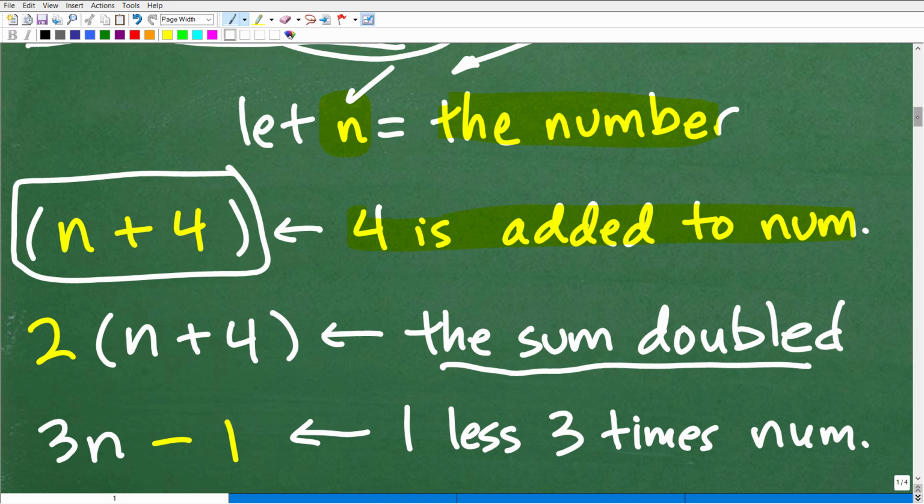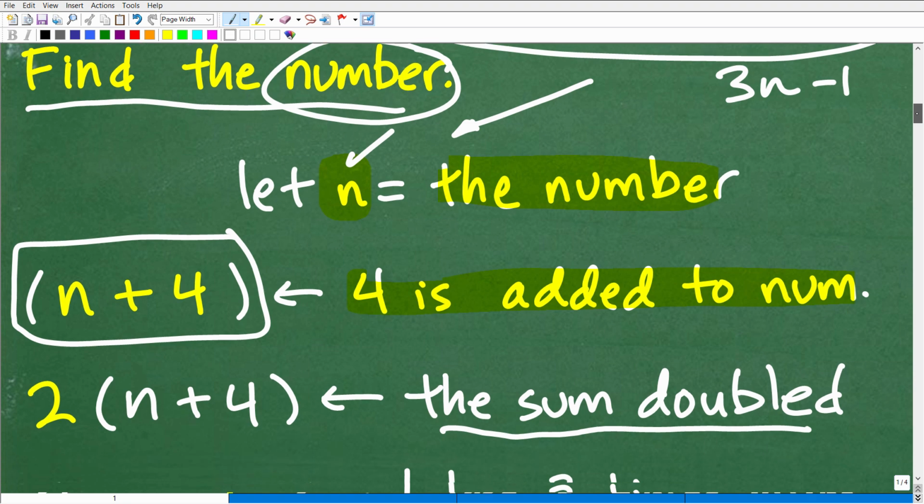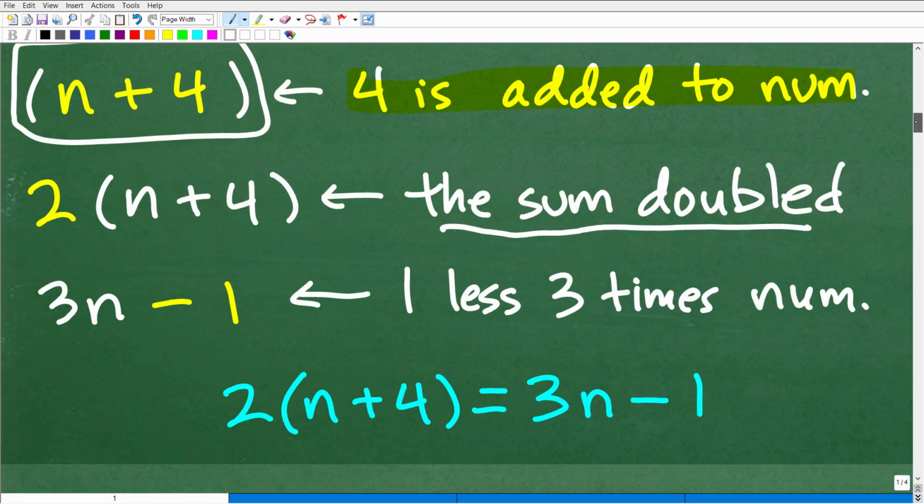All right, so now what we have to do is construct an equation. All right, so we have all this expression, but this is not going to serve us any good unless we have some way to construct an equation, and this is where this is coming in. So all this right here, this 4 is added to a number, and this sum is doubled. The result is, this is our equal sign, 1 less than 3 times the number. So find the number. Well, we can find the number, but what we have to do is actually solve for N. So here we go.